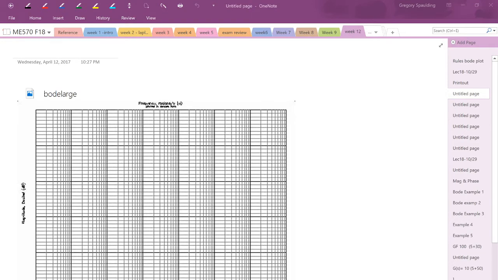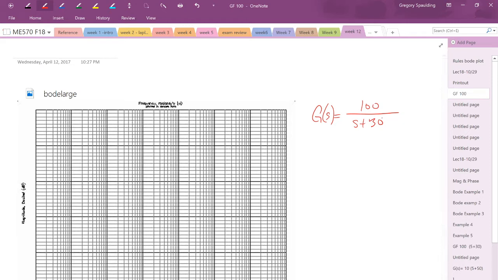Okay, let's just blast into an example here. I'm going to start with a simple system with a single pole, and we'll sketch the Bode using the asymptotic Bode plot method. So let's just start with a simple system, G of S is equal to 100 over S plus 30. A single pole at 30 radians per second.